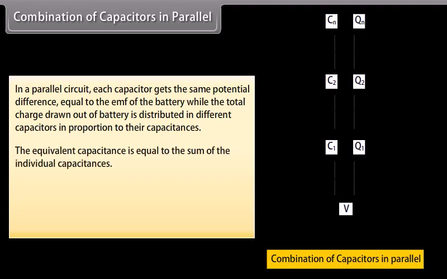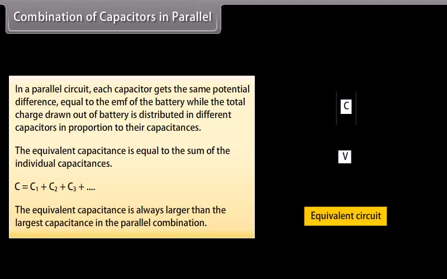The equivalent capacitance is equal to the sum of the individual capacitances. C is equal to C1 plus C2 plus C3 plus so on. The equivalent capacitance is always larger than the largest capacitance in the parallel combination.